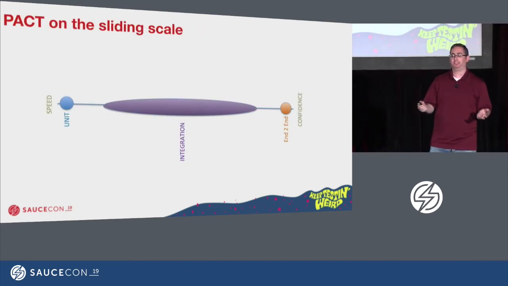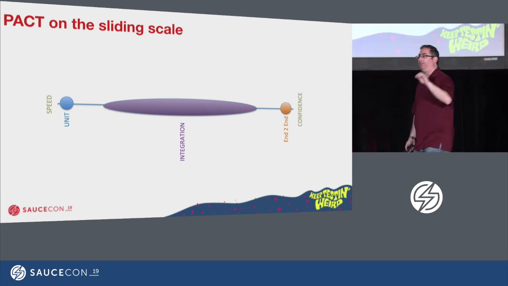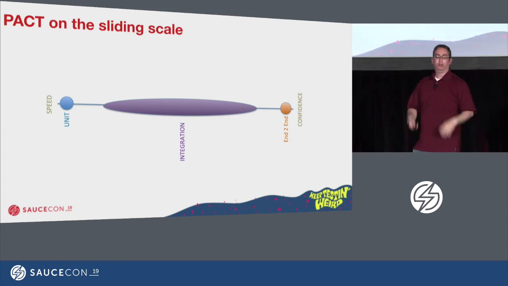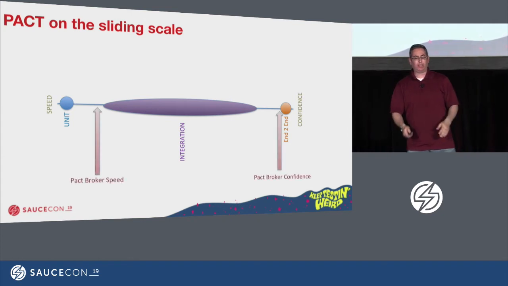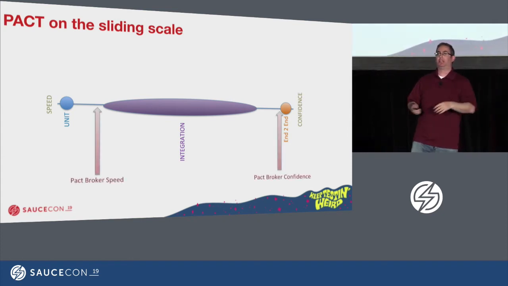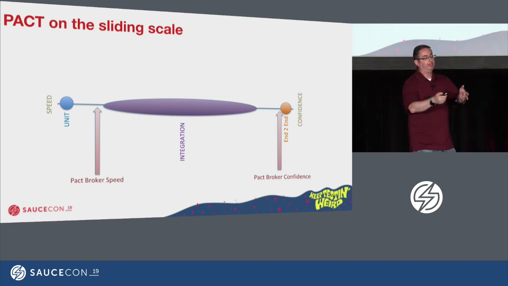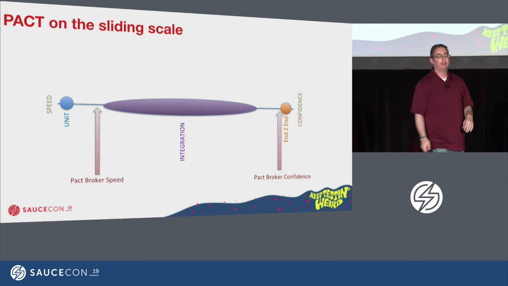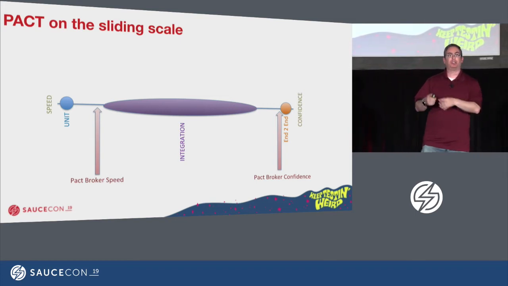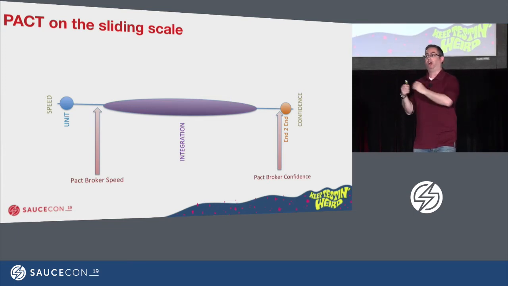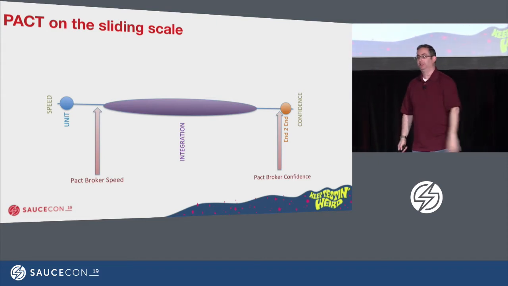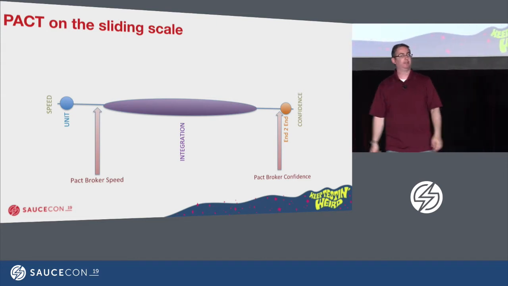So let's go back to our PACT on the sliding scale. We have our traditional testing of unit, integration, and end-to-end tests, and we said we could pick a point on this graph of either speed or confidence. Well, if we go back to how PACT Broker works, we actually get virtual end-to-end confidence because we're spinning up all these services independently, hopefully in some kind of parallel form so that the builds still go pretty fast. We're starting up these services and verifying that the mocks match the actual live service call. And all we ever did was run a whole lot of unit tests. So we get both speed and confidence.